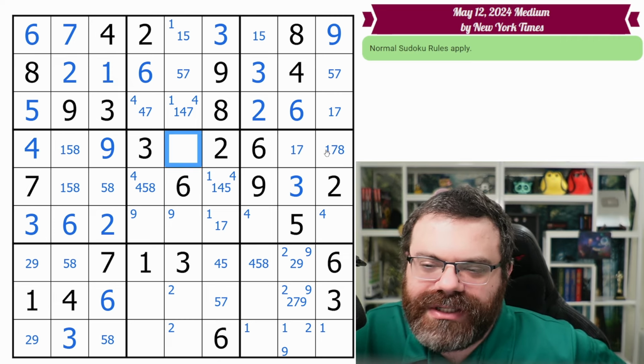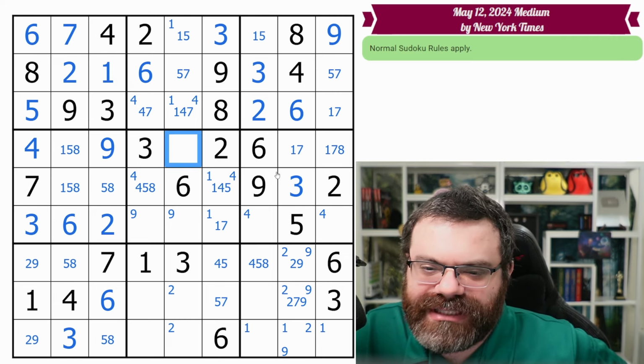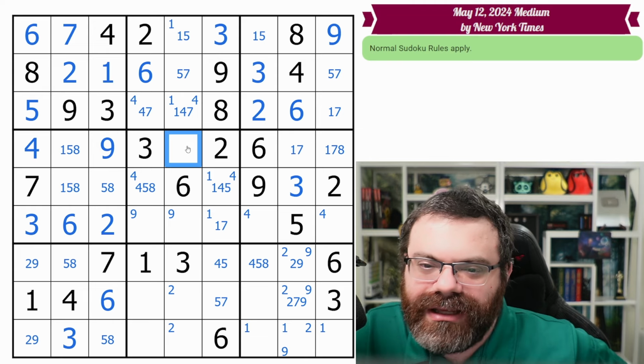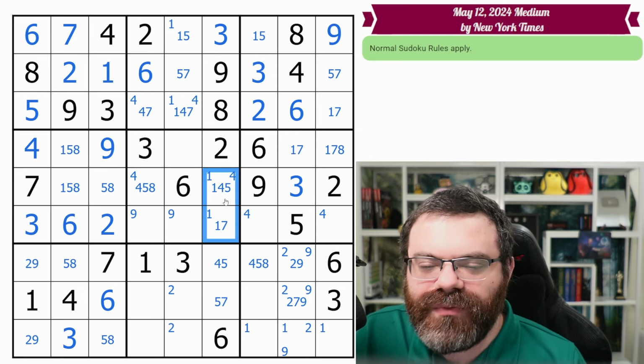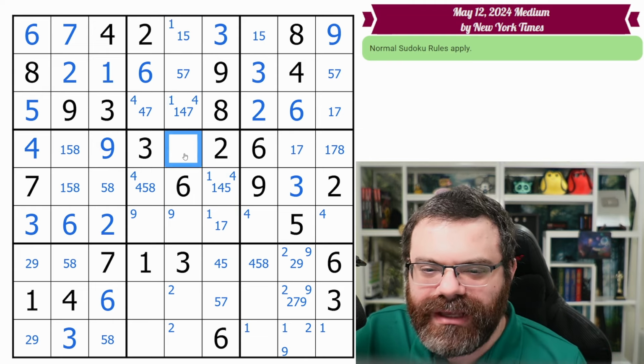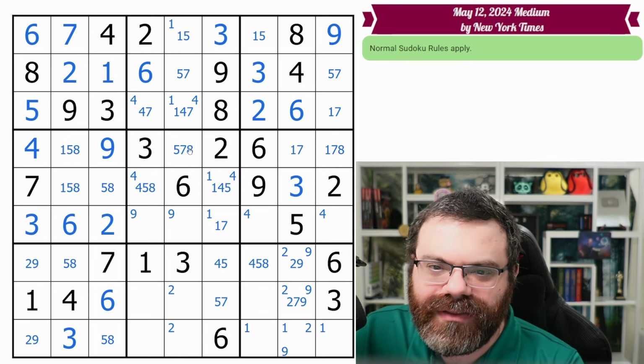We can double check the ones that we already looked at, like this 1578. Can this still be 1578? It actually can't be a 1 because we have the 1's corner marked here, the 1's corner marked here. So this is down to 578, so we can mark that.